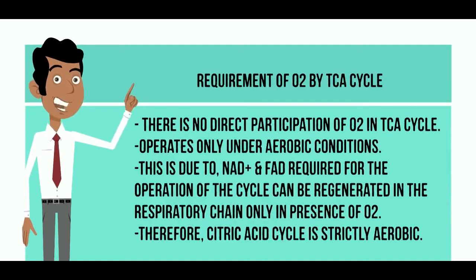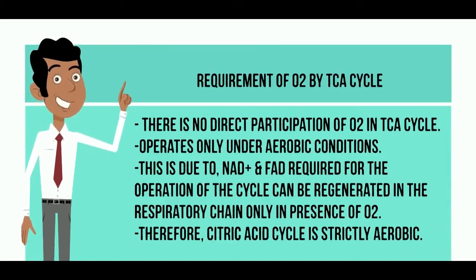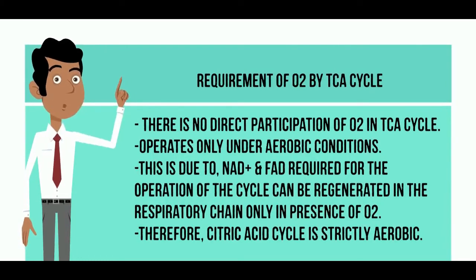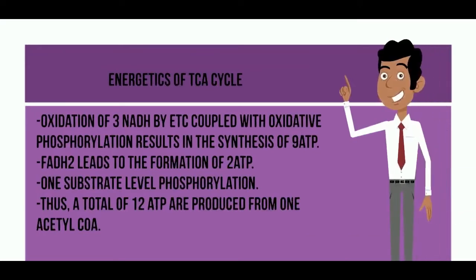Requirement of O2 by the TCA cycle. There is no direct participation of O2 in the TCA cycle, but it operates only under aerobic conditions. This is because the NAD+ and FAD required for the operation of the cycle can be regenerated in the respiratory chain only in the presence of O2. Therefore, the citric acid cycle is strictly aerobic.